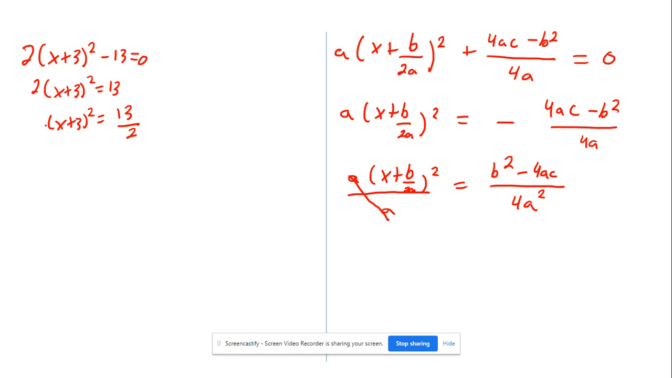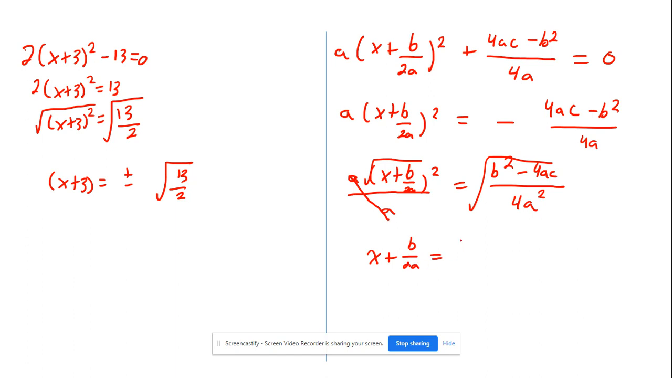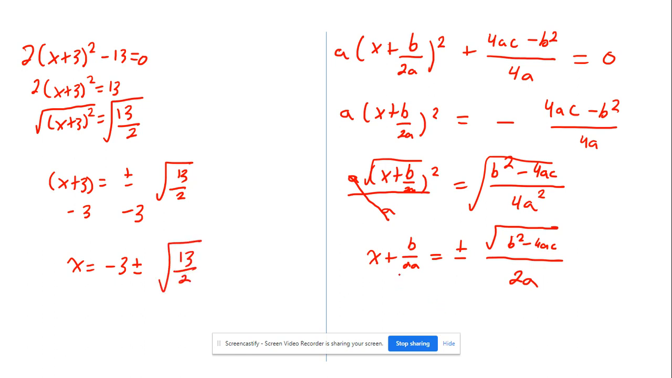Okay, my next step here would be to square root both sides and make my plus or minus, my square root principle. So x plus 3 equals plus or minus root 13 over 2. So I'm going to do square root. That means x plus b over 2a equals plus or minus the square root of b squared minus 4ac. Now the square root of 4a squared is just going to be 2a. Okay. Next step, minus 3. So I get x equals negative 3 plus or minus root 13 over 2. I'm going to subtract b over 2a from both sides, so I get x equals negative b over 2a plus or minus square root of b squared minus 4ac over 2a.